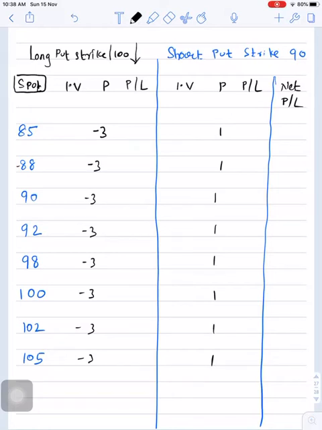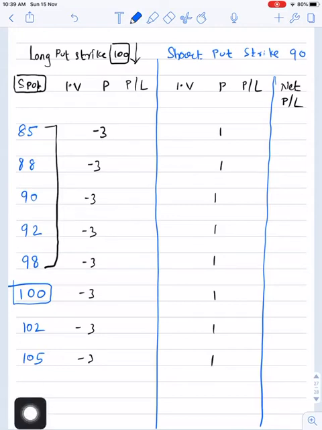So here you can see strike is 100. As long as spot is below 100, option is in the money. So from 85 to 98, these are in the money scenarios. At 100, option is at the money. Spot 100 is equal to strike 100, option is at the money. Above 100, you can see option is OTM, out of the money, because spot is greater than strike. So whenever spot price is greater than strike price, put option is out of the money.